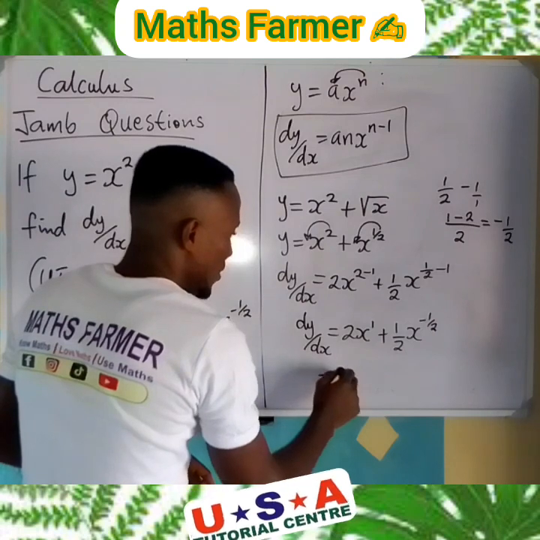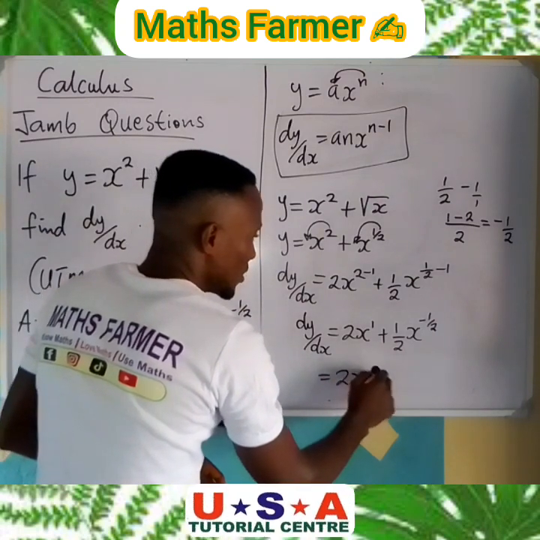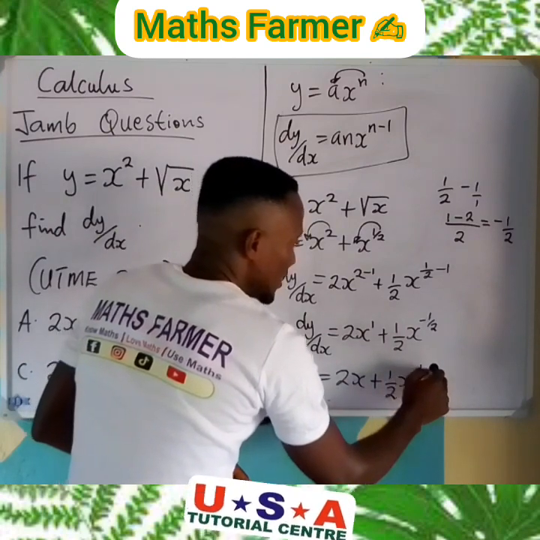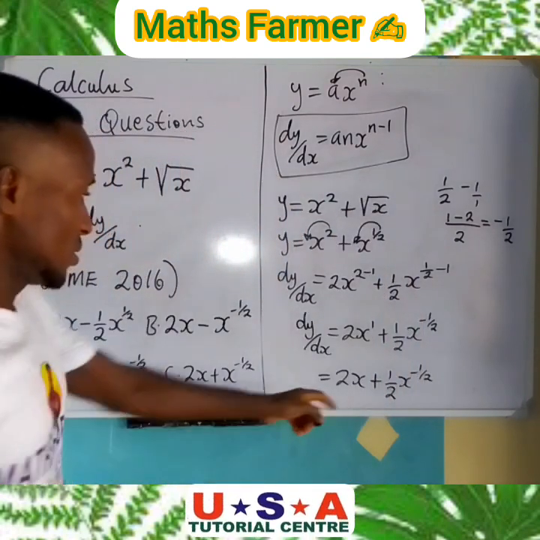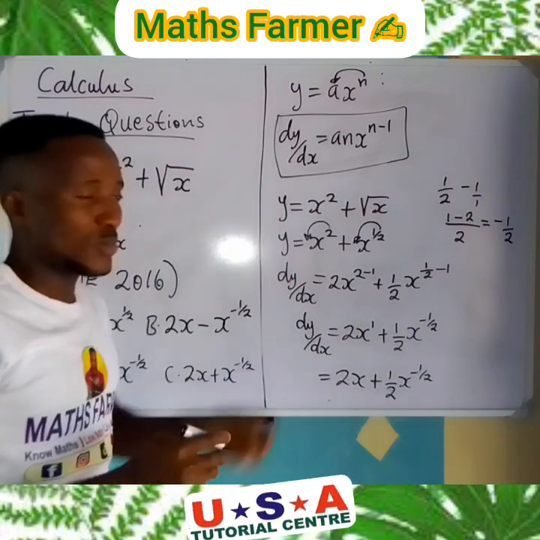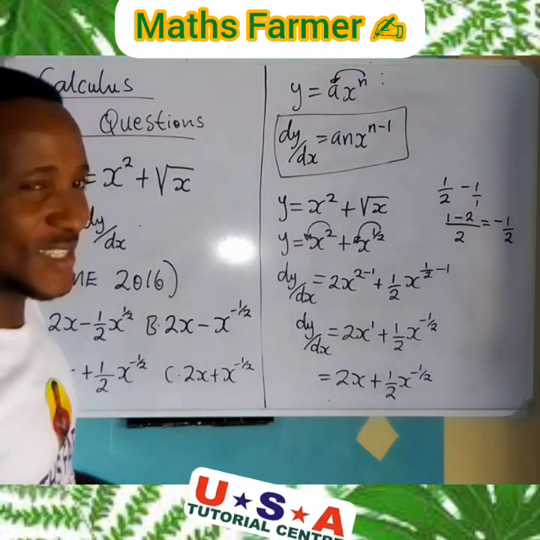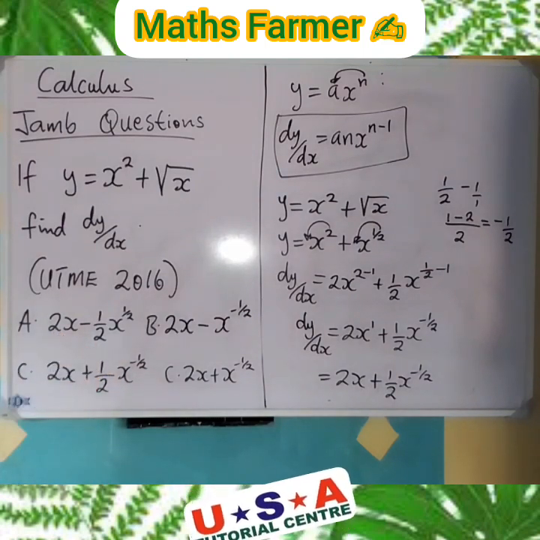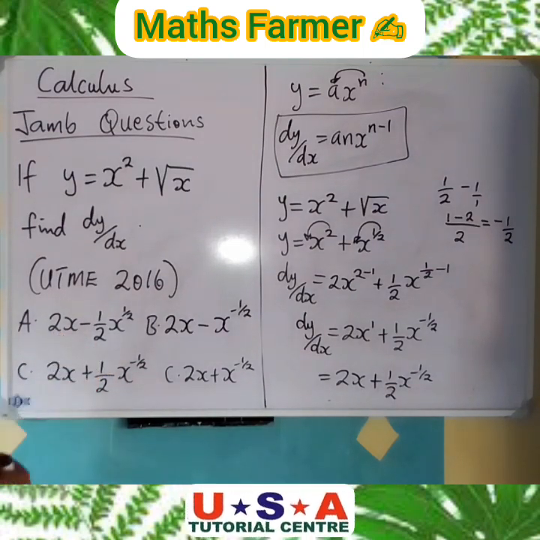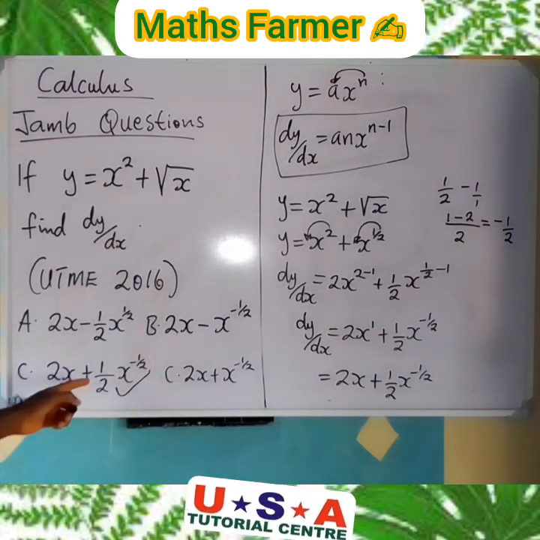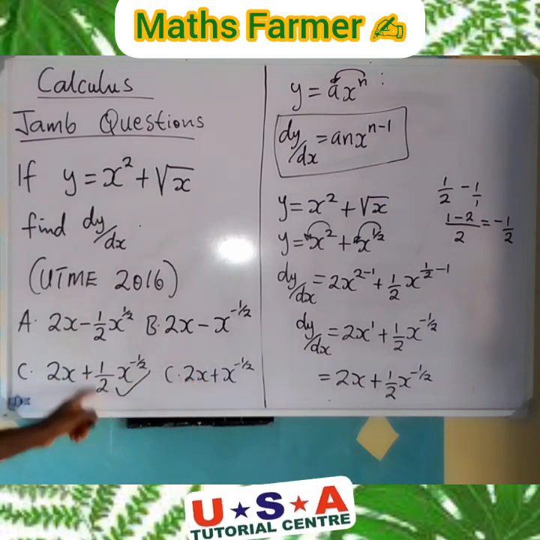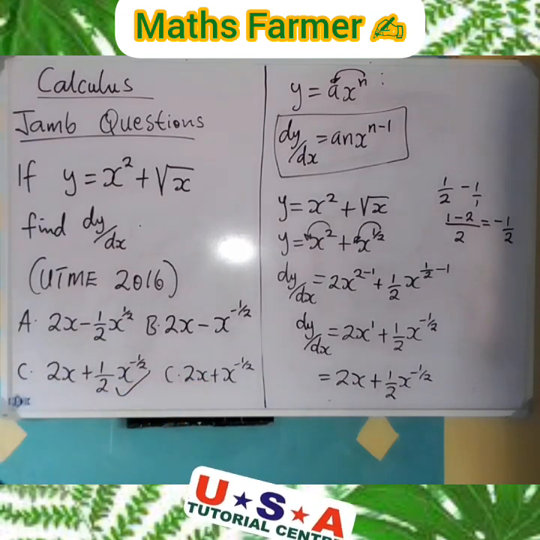Finally, our answer is 2x plus 1 over 2, x to the power of minus 1 over 2. This is our result. This is the solution to this problem. If you watch here now, you can see the correct option is which one? C. C is correct. This is the correct option. Watch the difference between this and this, and the difference between this and this. So this is the correct option.